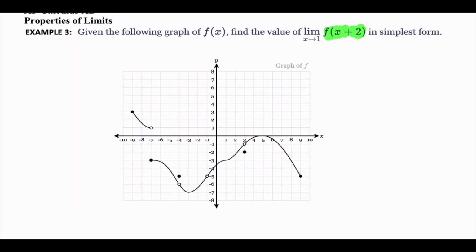There are two ways to do this. Is there a property I could use to help me with that green part? The addition property, right? Isn't it two things being added together? So can I find the limit of f of x at 1 plus the limit at 1 for 2? Can I do it this way?